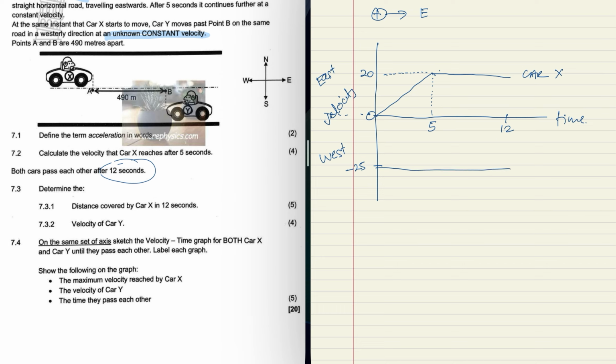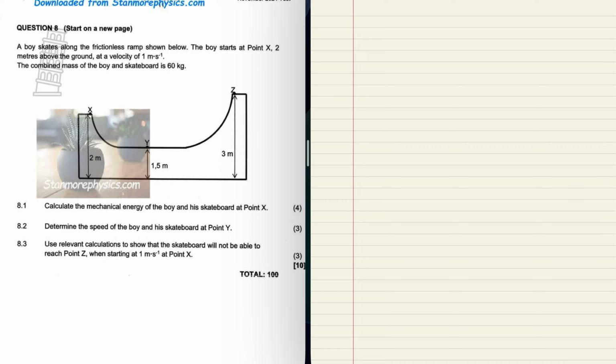Let's now take a look at question number 8. A boy skates along the frictionless ramp shown below. The boy starts at point X, 2 meters above the ground, at a velocity of 1 meter per second. The combined mass of the boy and the skateboard is 60 kilograms. Question 8.1. Calculate the mechanical energy of the boy and his skateboard at point X.